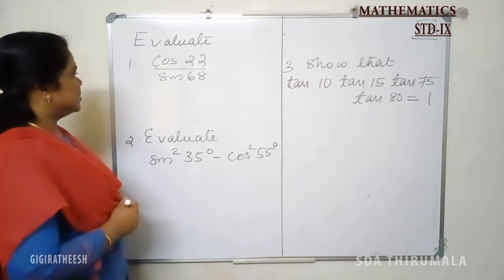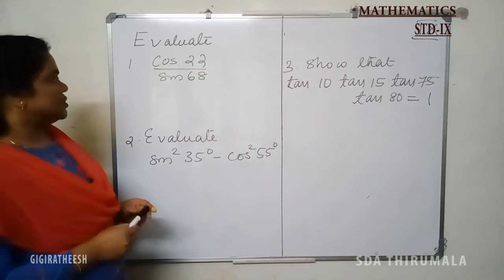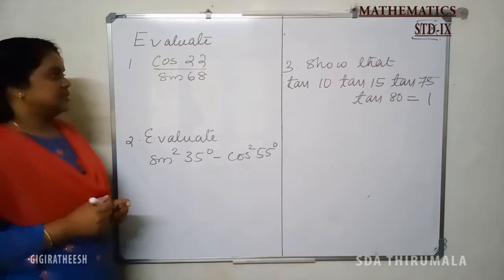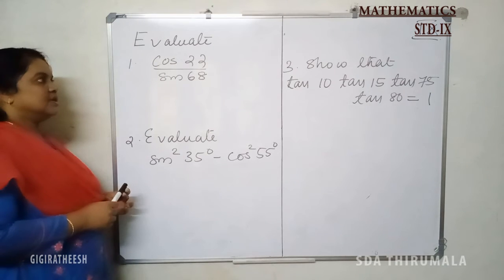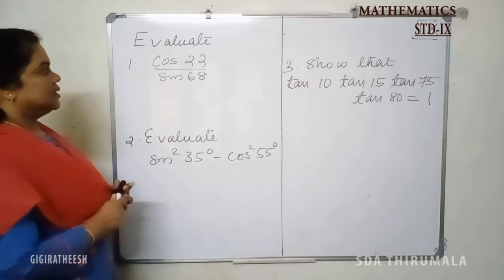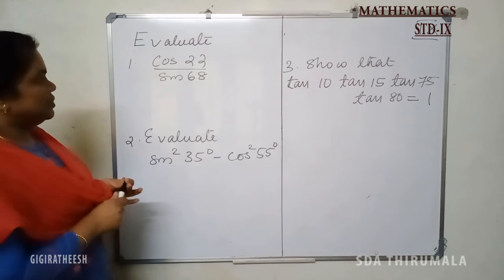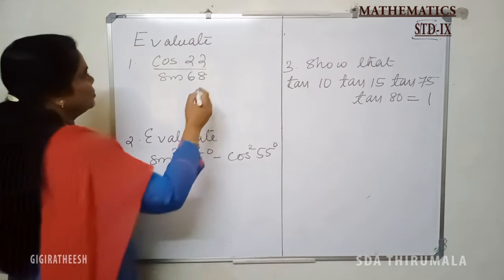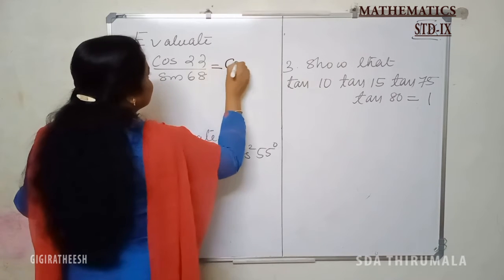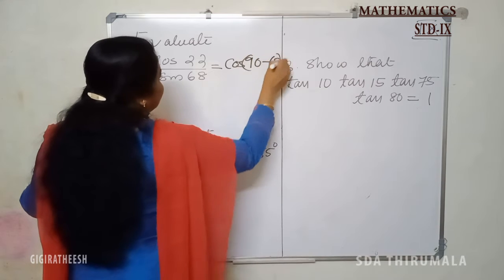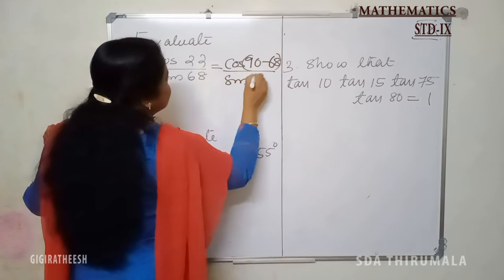Next, exercise question number 1: cos 22 by sin 16. How can we write this in the complementary form, that is, the 90 minus theta form? 22 is equal to 90 minus 68. So it is cos 90 minus 68 divided by sin 16.